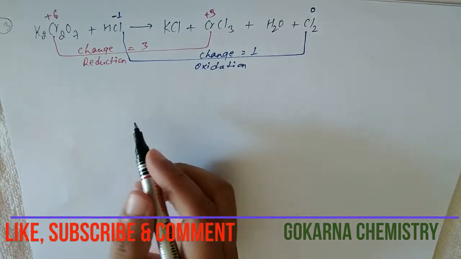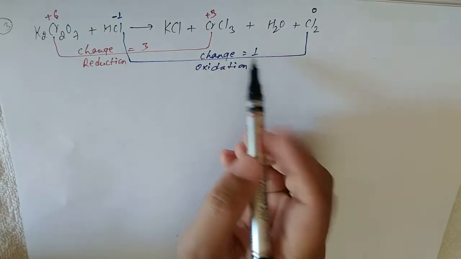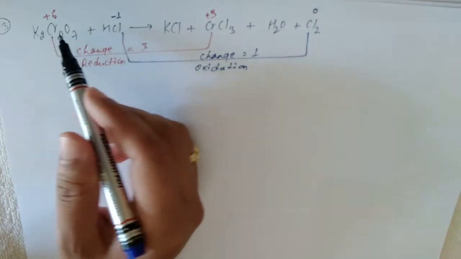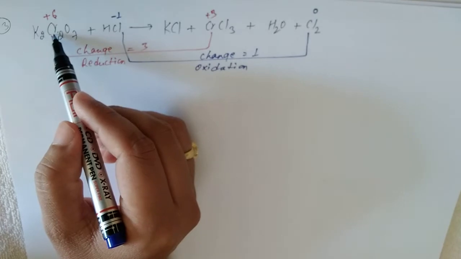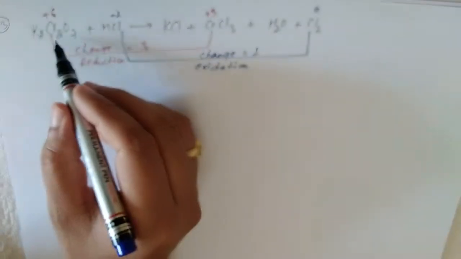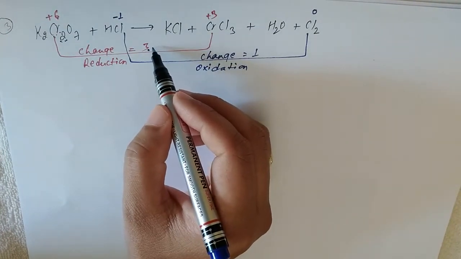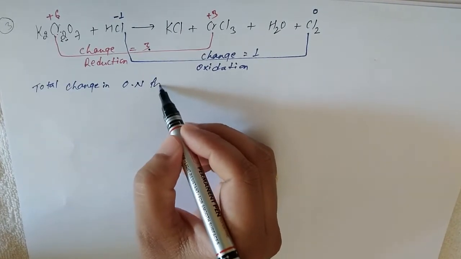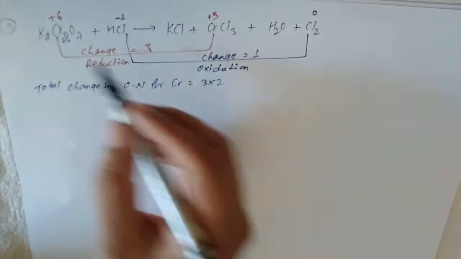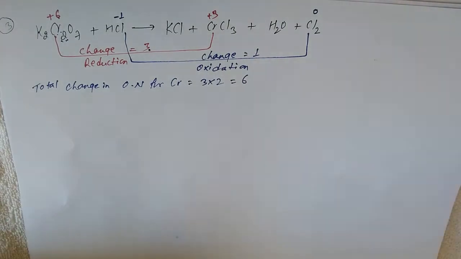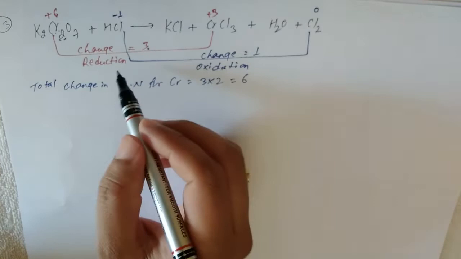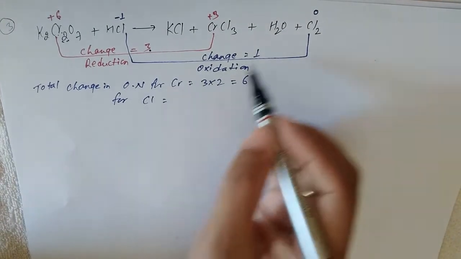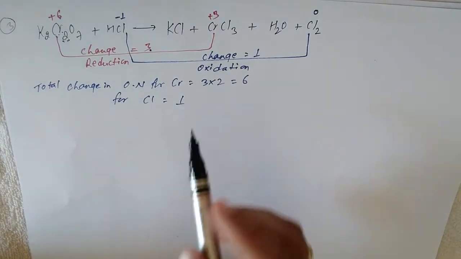Before crisscrossing 1 and 3, we have to check whether we are calculating the change in oxidation number per atom or for the total atoms. In the above two questions we did not discuss total atoms, but here is Cr2. So per atom change is 3, and for 2 atoms it should be multiplied by 2. Total change in oxidation number for Cr equals 3 times 2, because Cr is in Cr2 form, so 6. And for Cl, from -1 to 0, change is 1. Okay.